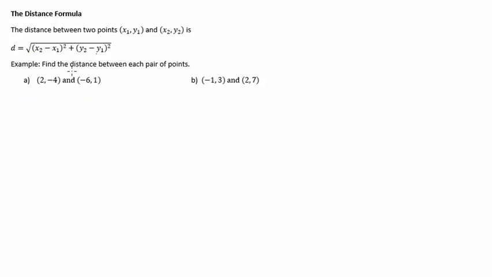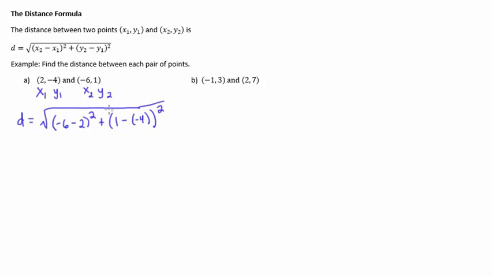So let's go ahead and fill into this formula. In this first problem, we have x1, y1, x2, y2, and then we need to fill it in for our formula for D. So x2 is -6 minus x1, which is 2, that's squared, plus y2 is 1 minus a -4, and that's also squared.